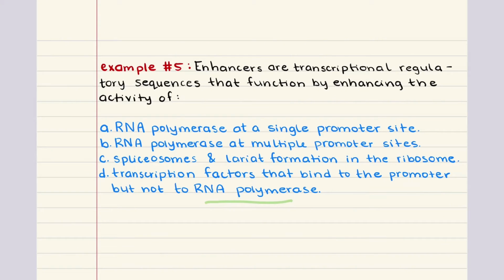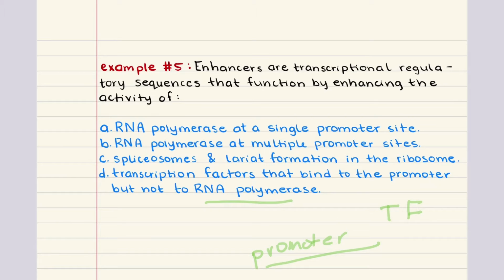Now, they do this by helping RNA polymerase bind more effectively at the promoter. The key here is that the enhancers don't work directly by binding RNA polymerase themselves. Instead, they are going to be bound by specific transcription factors. And those transcription factors then interact with the transcriptional machinery at the promoter, even if the enhancer is located far away on the DNA strand. The DNA strand can then loop around to bring the enhancer and the promoter regions into contact.